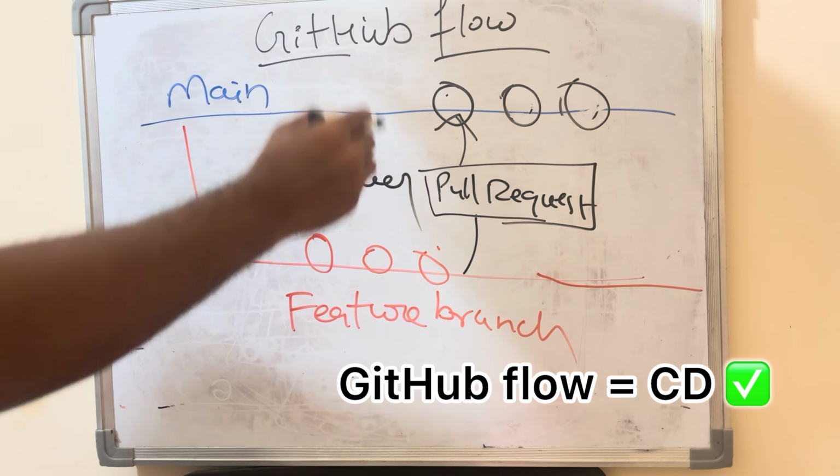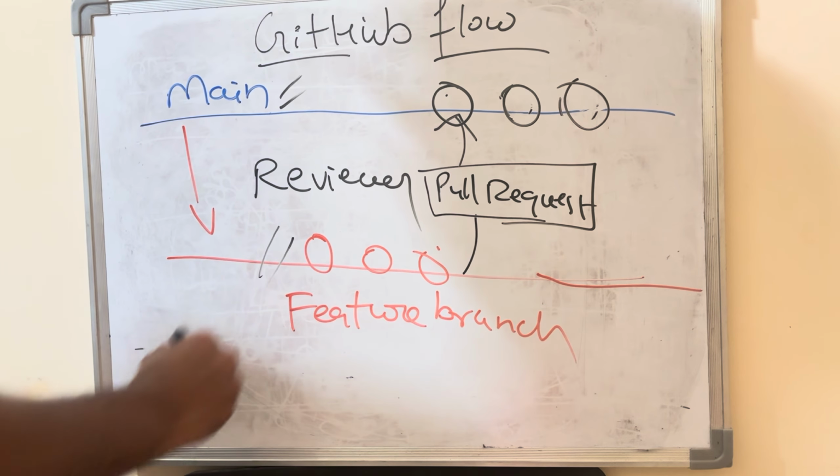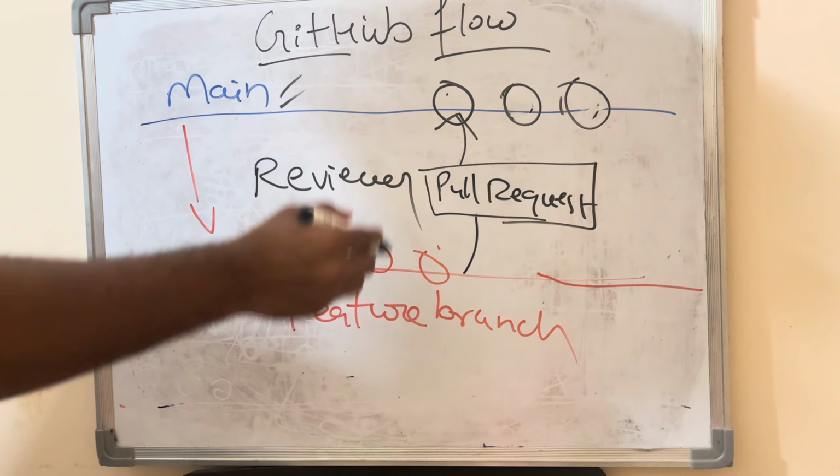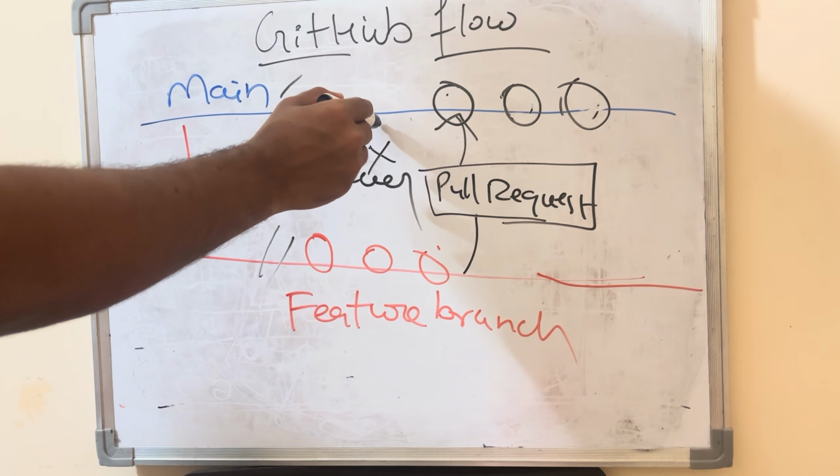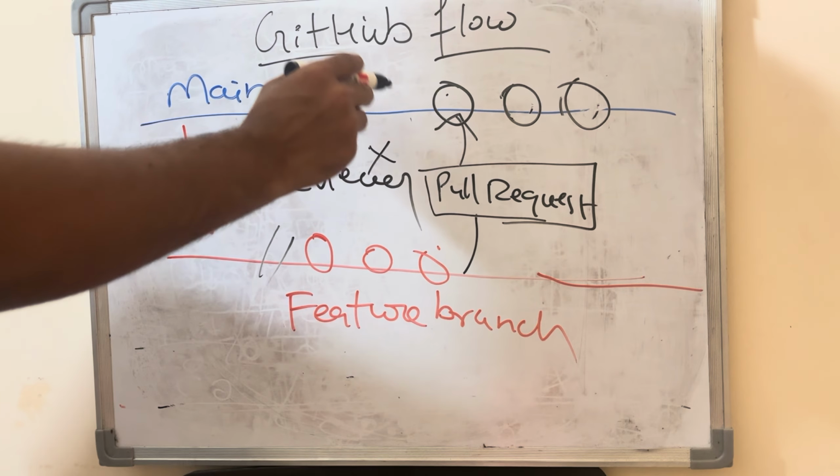The advantage of GitHub flow is there will be only two branches, so branch management as a process is very simple. We need solid automated testing here. As we are merging the changes to the main branch directly, automated testing is a must here. That's it. This is GitHub flow.